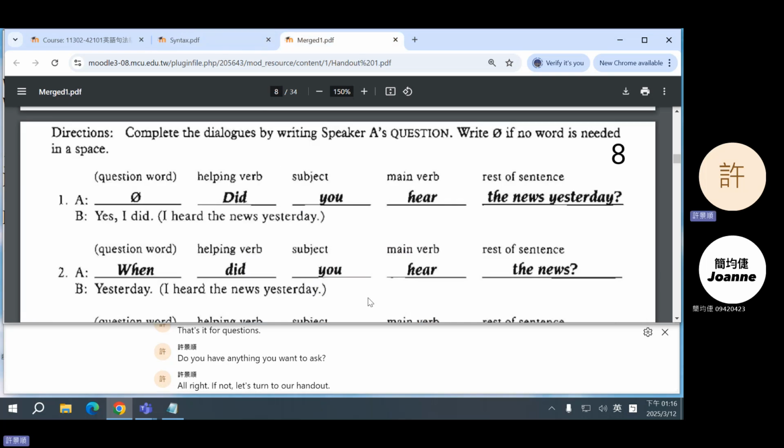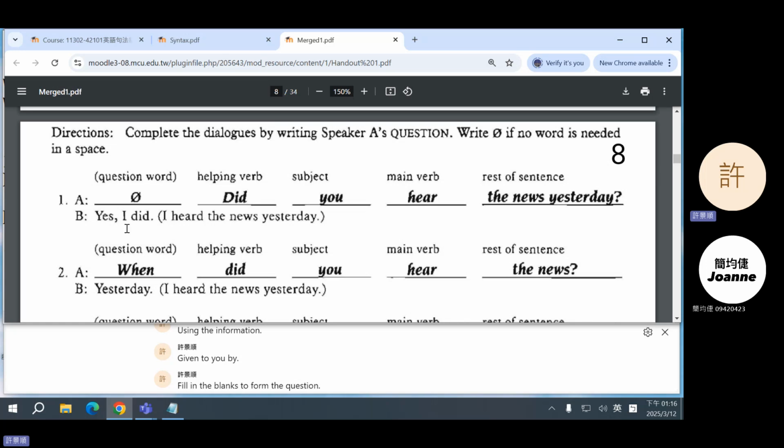This is page 8. And we're going to do some very basic practice questions. So here's what page 8 looks like. Using the information given to you by B, fill in the blanks to form the question.